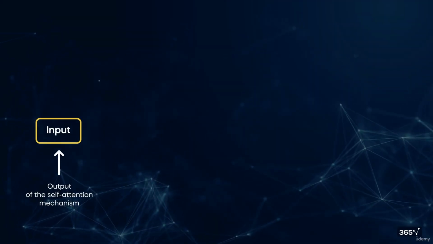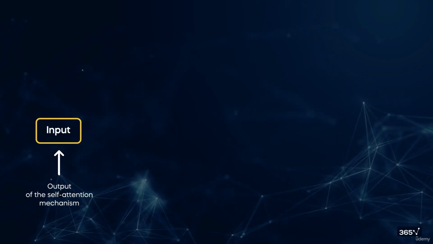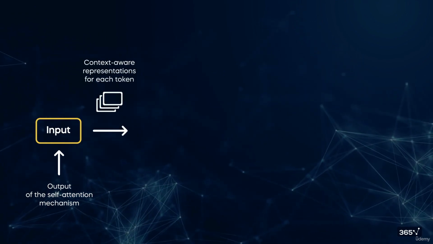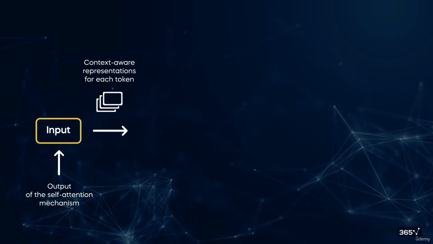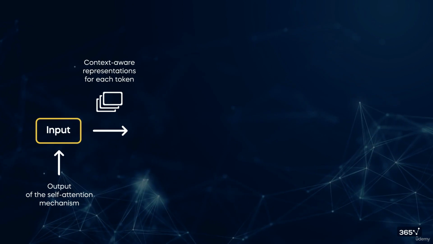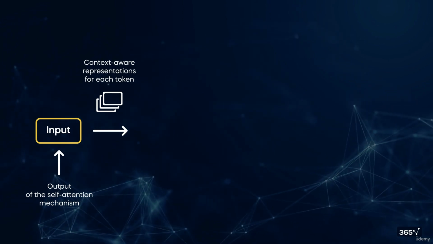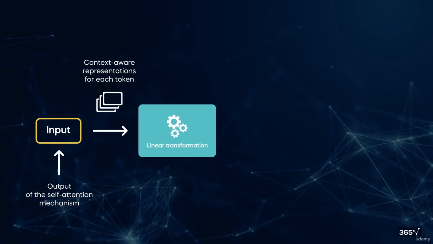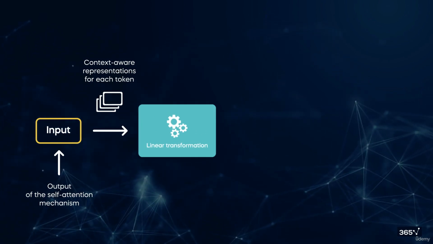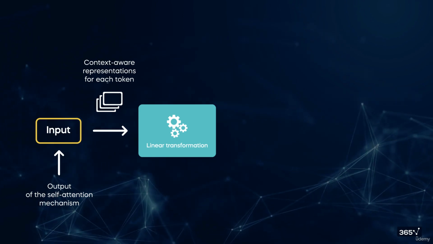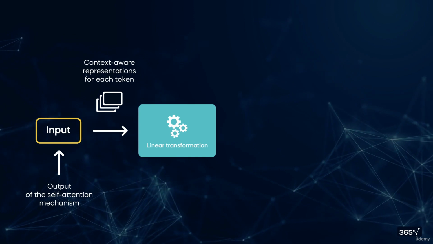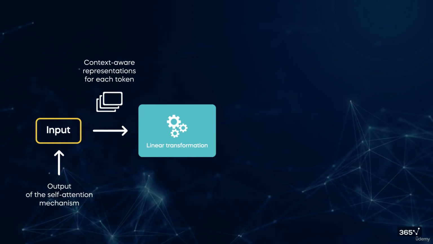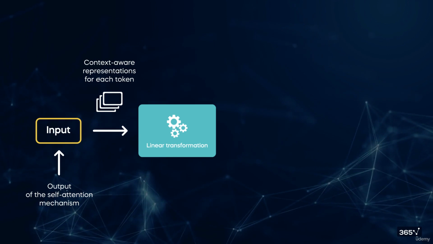The input to this feed-forward layer is the output from the self-attention mechanism. After self-attention, you have a set of context-aware representations for each token in the input sequence. Each of these representations contains information about how the token relates to other tokens in the sequence. The first step in the feed-forward layer involves a linear transformation for each token's representation. This means that a learned weight matrix is applied to each representation, essentially reshaping and projecting it into a new space with potentially higher dimensions.